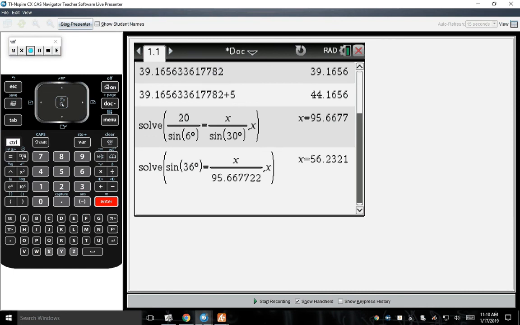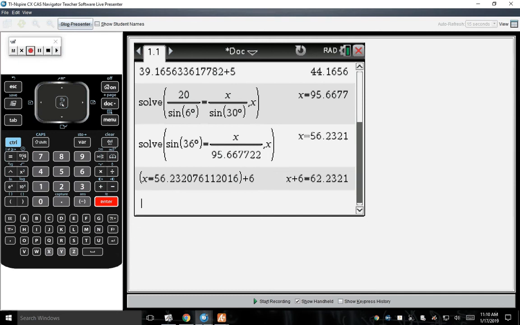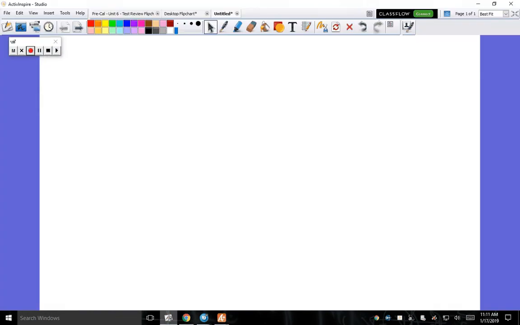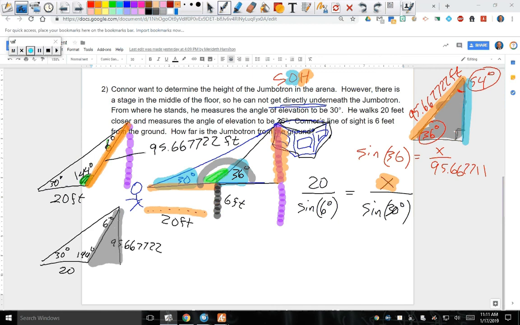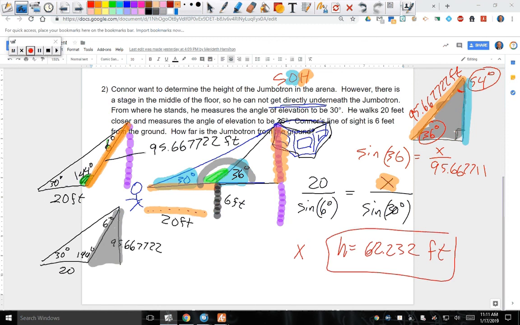Why is this the wrong answer? Because I still have to add 6. Nicely done. Because your line of sight is higher. So we would end up getting an answer for the height, we could just put h is 62.232, because I only need 3 decimal places in my final one, feet.